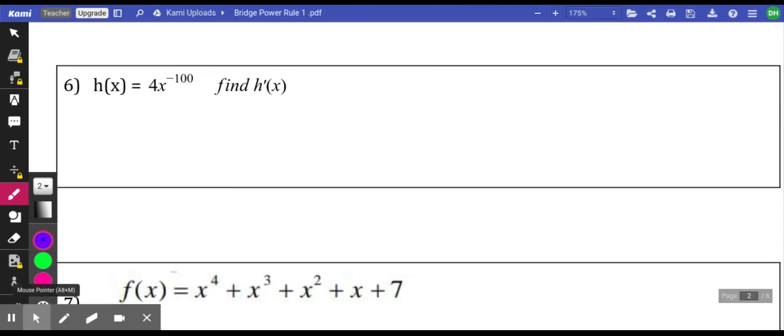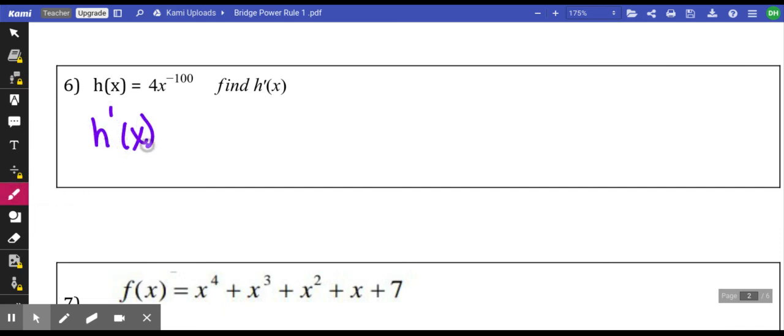Number 6, h of x equals 4x to the negative 100. All right, so we're getting a little fancier here. So I'm still going to take that exponent, bring it down in front. So I'm going to have negative 100.